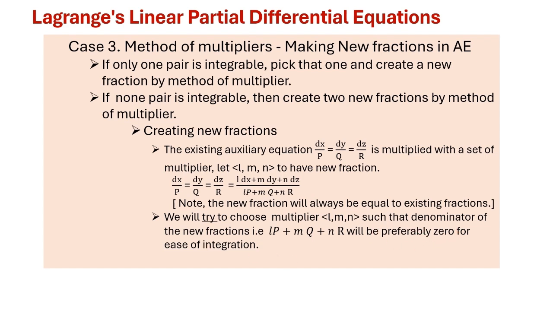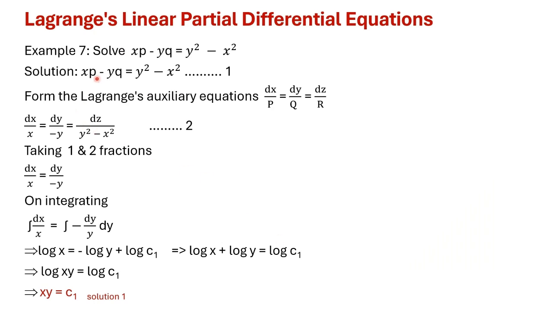Let's see an example. Here we'll take this example. We'll name this equation as equation 1. Now we'll change it into this format. dx by P, the coefficient of p, which is x. Then dy by Q, the coefficient of q, which is minus y, and similarly dz by R, that is dz by y square minus x square.